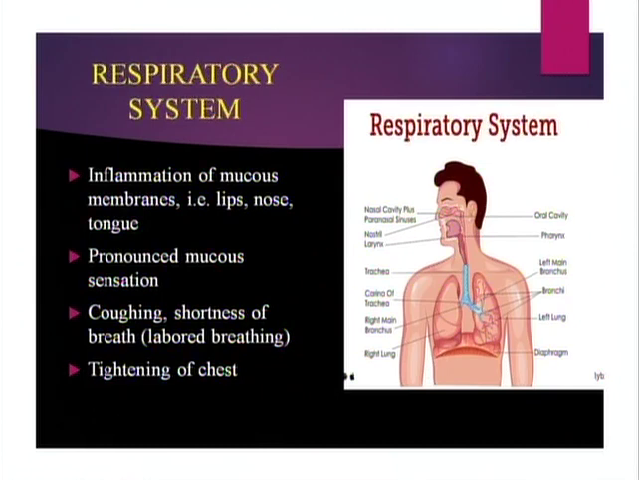Another area that this ADS attacks is the respiratory system. When it attacks the respiratory system, we have pronounced mucus sensation, coughing, shortness of breath, and also inflammation of the membrane, lips, and nose. It also affects the larynx, which is the vocal cords, and it makes it very difficult to breathe, which in return would cause tightness of chest, which then would incapacitate the subject.